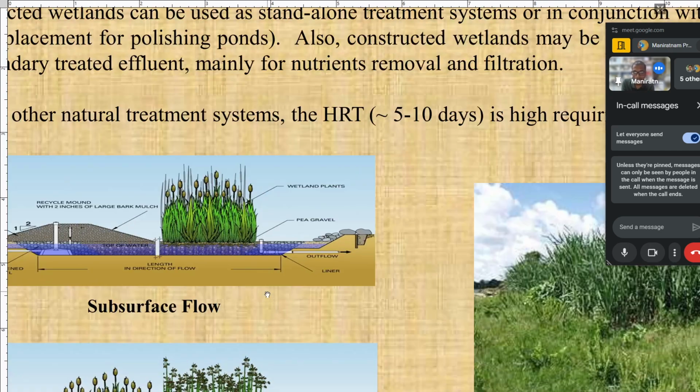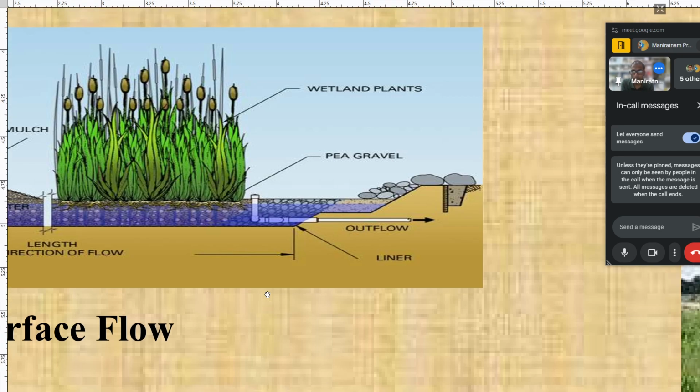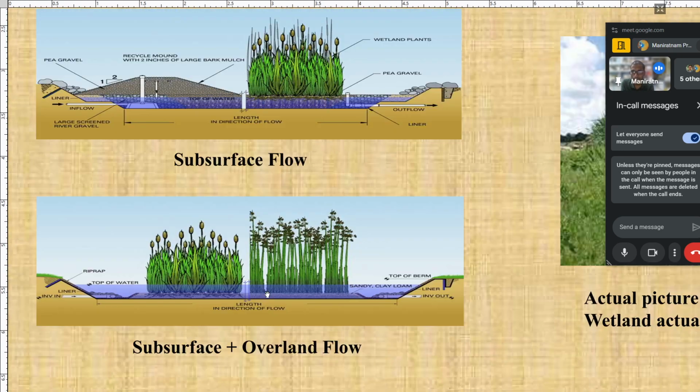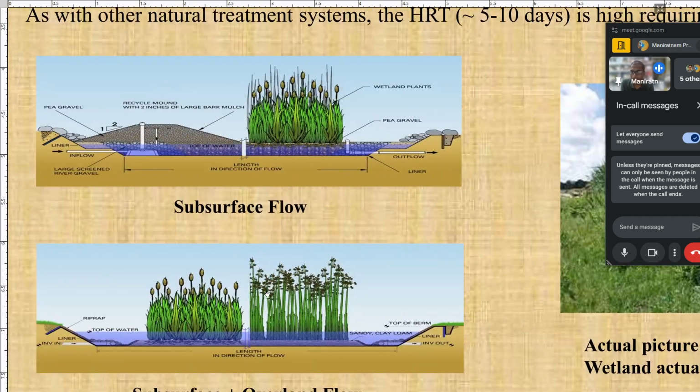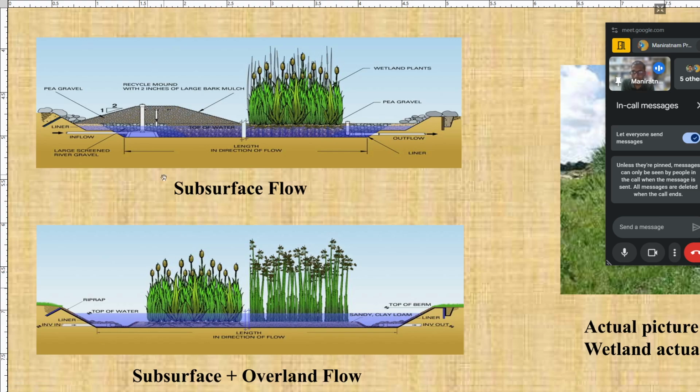So here you can see subsurface, then we have overflow. This is subsurface, and here we have overflow. Here, only the lower portion of the wetland, the smaller gravel and the larger gravel that is present there, water is passing only through this portion. That's why it is known as subsurface. It is occurring within the surface, that's why it is not surface.